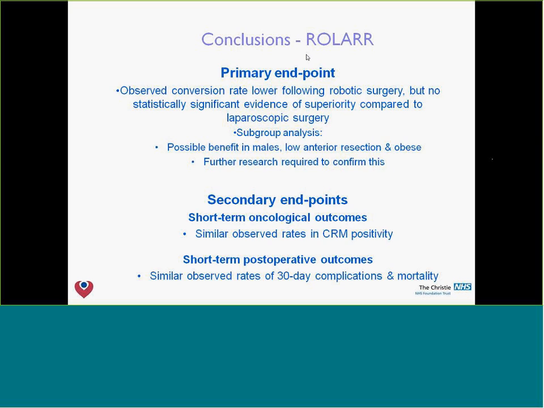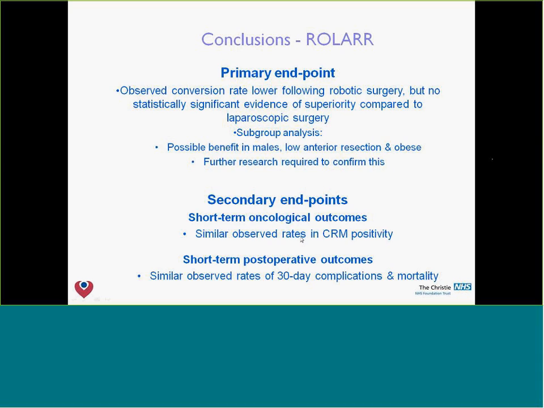Well, there is evidence for that. At the moment, it is not. We don't have the evidence, but we believe there will be evidence with time. And the main benefit of the robot, especially which came out from the ROLARR study, which was comparing robotic with laparoscopic surgery in males with low anterior resection in obese males, it is of benefit.